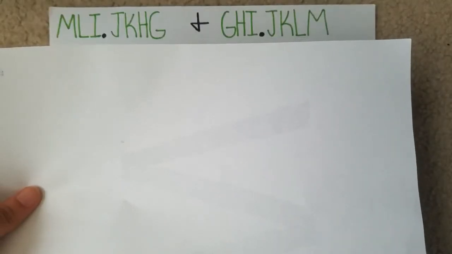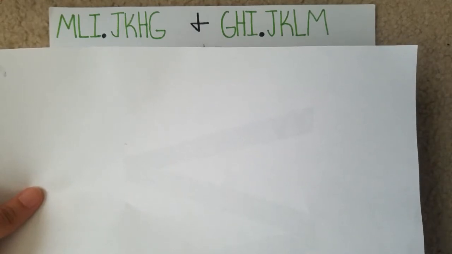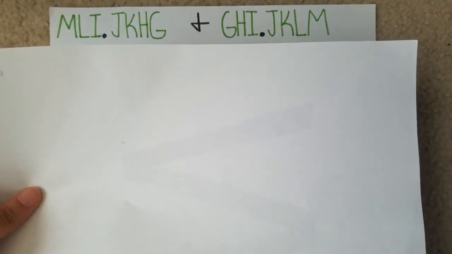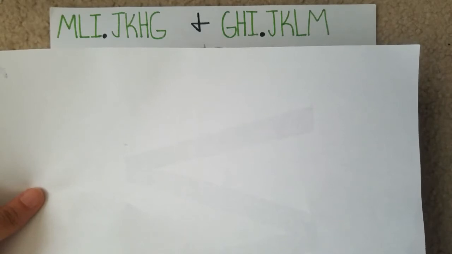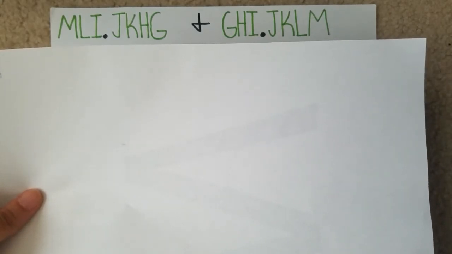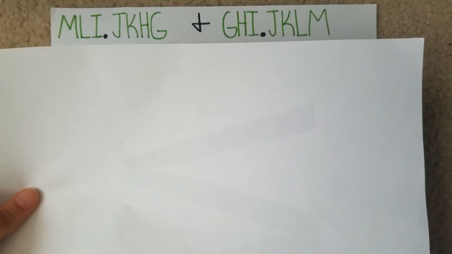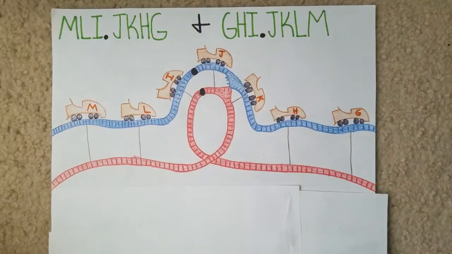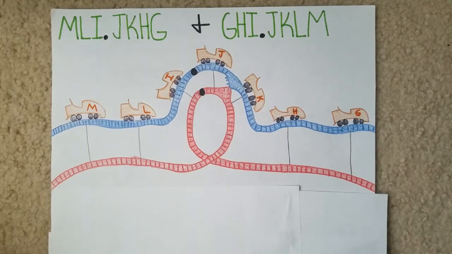In individual 1, one of the chromosomes is MLI.JKHG and the other is GHI.JKLM. Remember that the dot represents the centromere. Let's use roller coasters as examples. We have the cars seated at each allele.